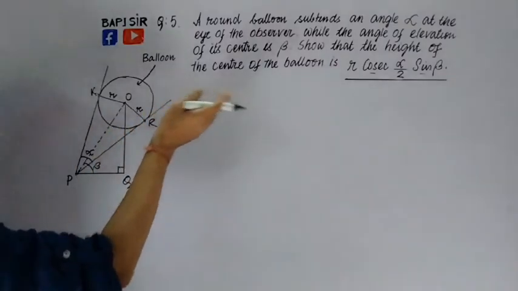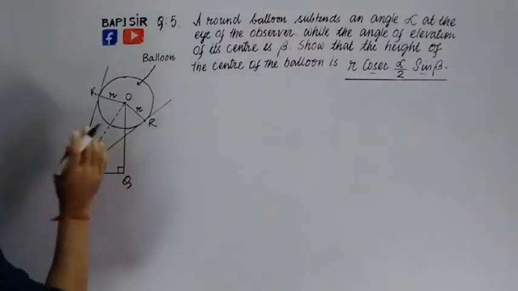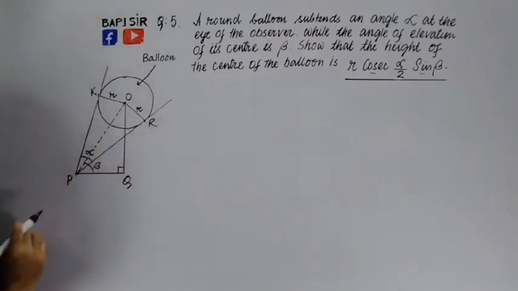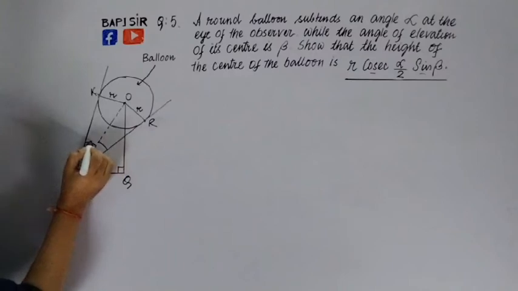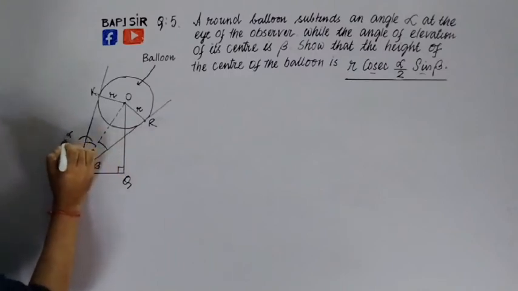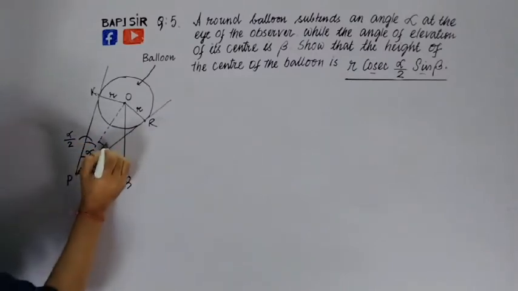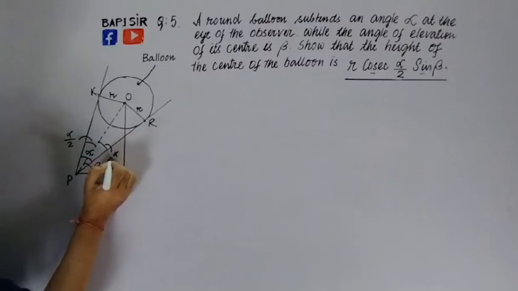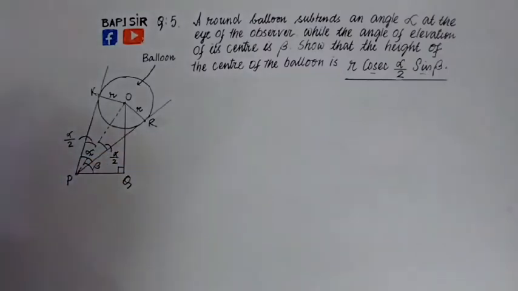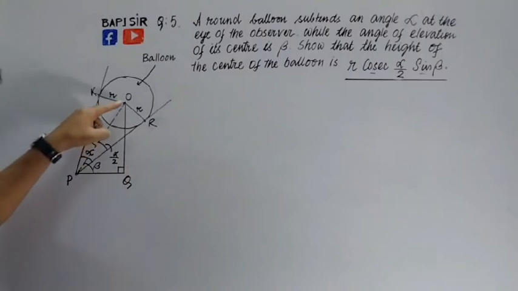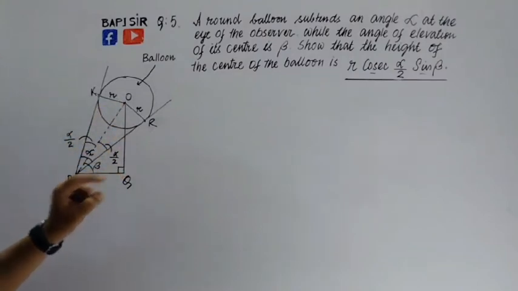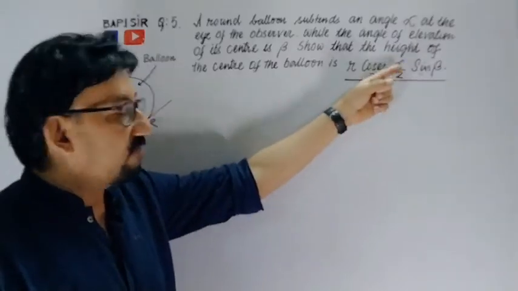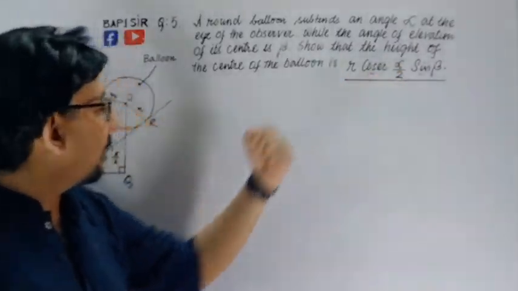But you don't have to show this in the sum. As they are congruent, this angle is equal to this angle, by CPCTC. So this angle will be half of alpha, that is alpha by 2, and this angle will also be alpha by 2. Now you want us to show that the height of the center of the balloon from the ground is r cosec alpha by 2 into sine beta.